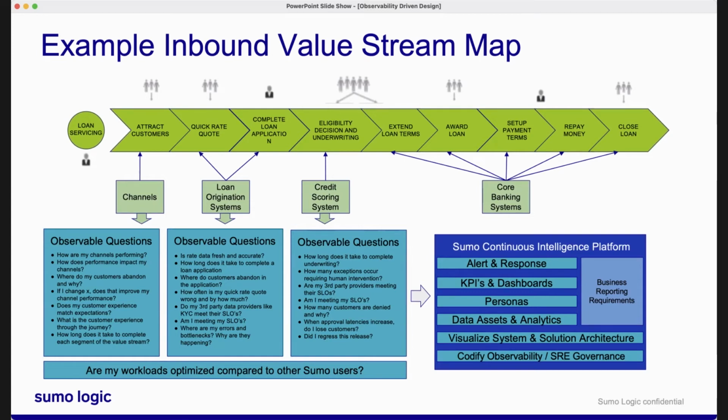We codify that. We bake that into a declarative code base that codifies observability and the SRE governance. We can visualize systems and solution architecture. We can control the data assets and analytics. We can build in the personas and the KPIs and dashboards. We know what signals need to go to what personas across the organization. It really makes it easy to put all of this in and to walk through these processes, because this really builds the roadmap of where you are today and what you need to do from a very tactical standpoint. What's important to the business in terms of reporting requirements.